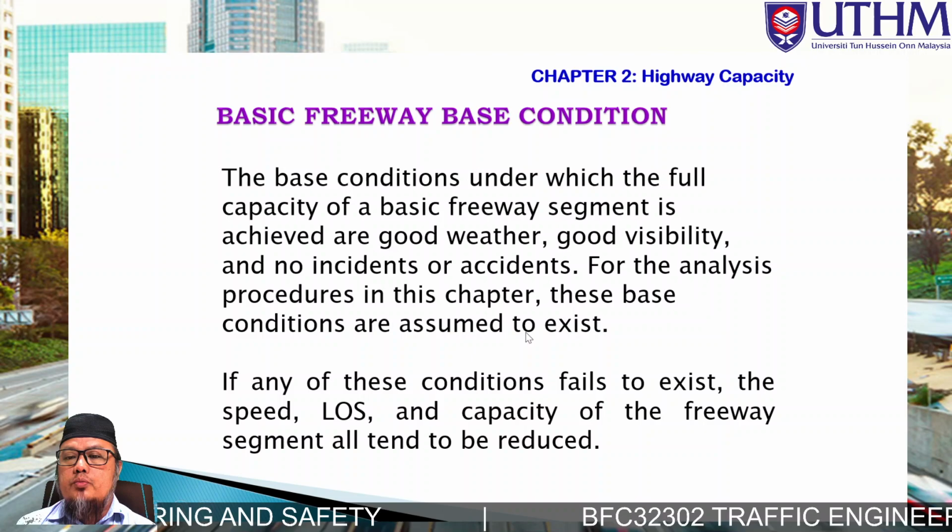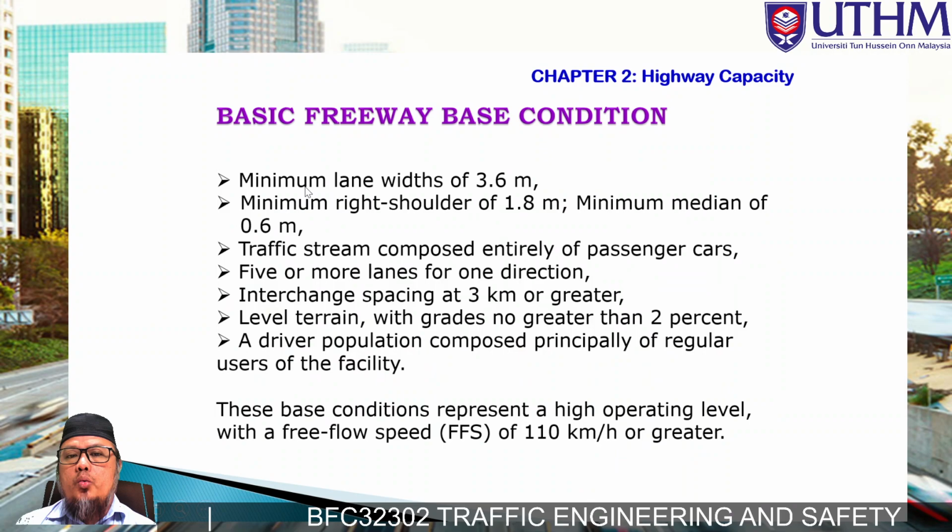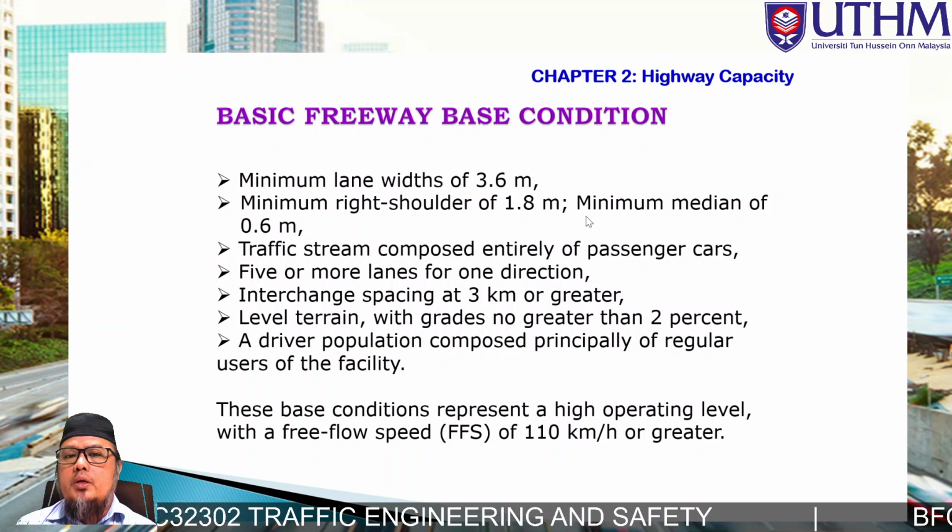Okay, next we move to similar to multi-lane. They also have base or ideal conditions with minimum lane width of 3.6, right shoulder 1.8, and median 6.0. Sometimes they have wider ones, but this is the minimum. Traffic stream composed entirely of passenger cars, but there are still other classes such as medium vehicles and heavy vehicles, and also some recreational vehicles. Having five or more lanes for one direction. Interchange spacing 3 kilometers or greater.